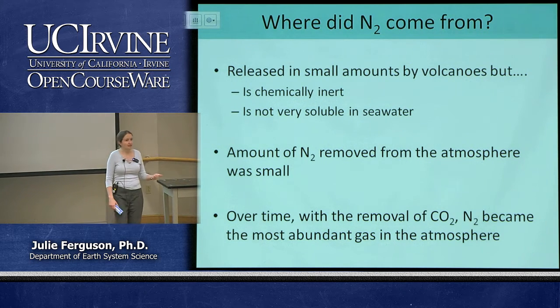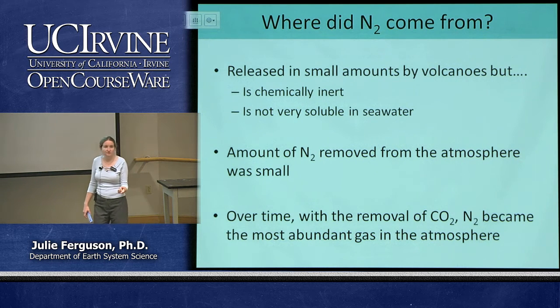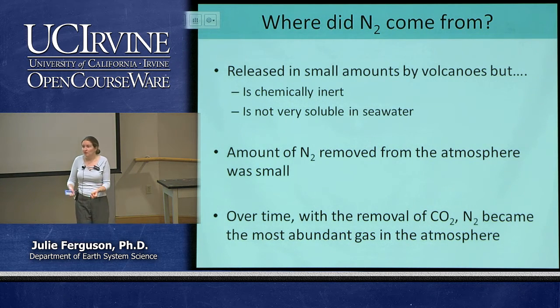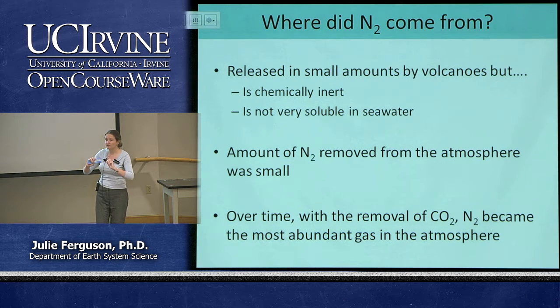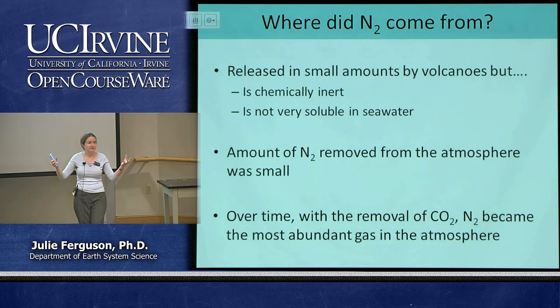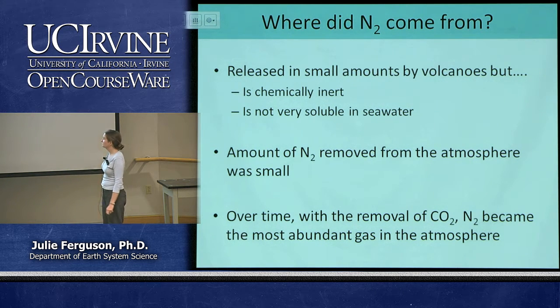So it doesn't necessarily react with anything on the Earth's surface. It doesn't dissolve terribly well in the oceans. And so whatever we put into the atmosphere, even if it's tiny amounts at a time from volcanoes, just builds up and builds up and builds up. And so our atmosphere today is mainly nitrogen. Okay?